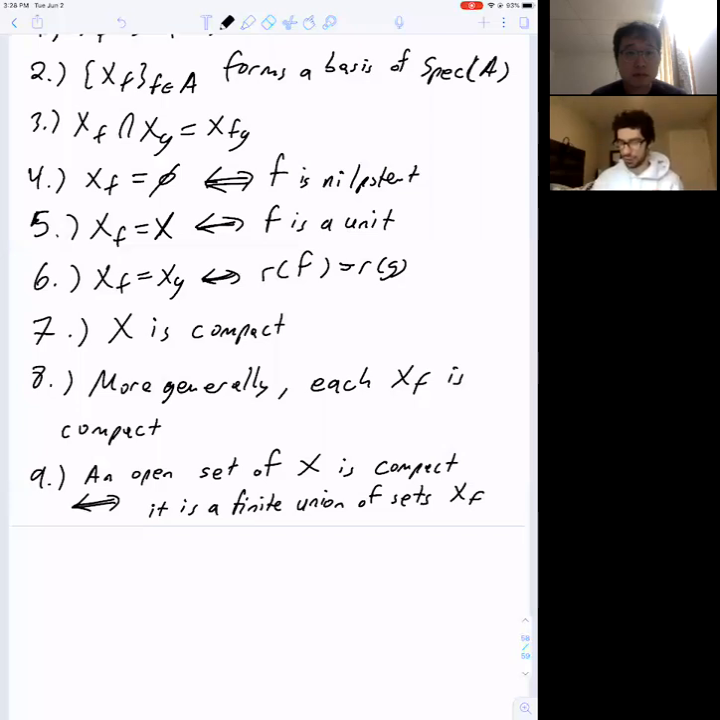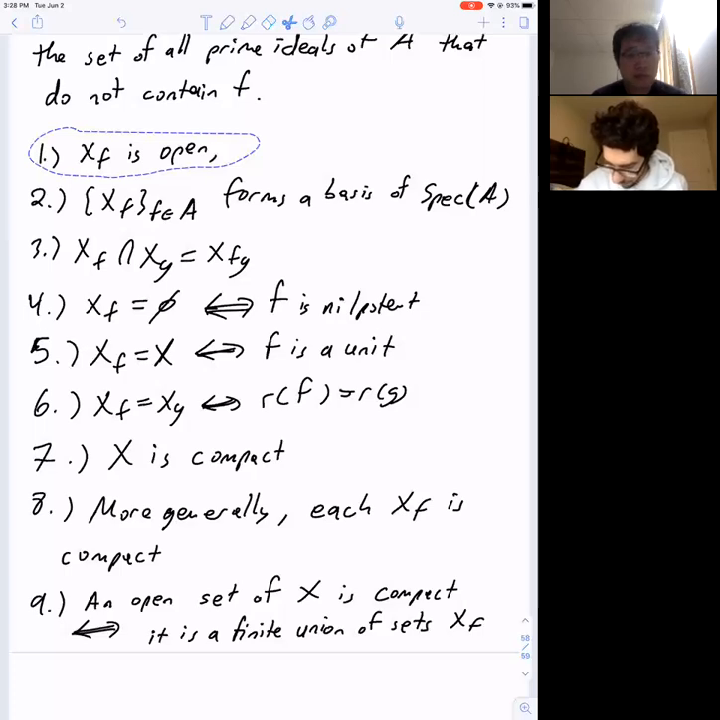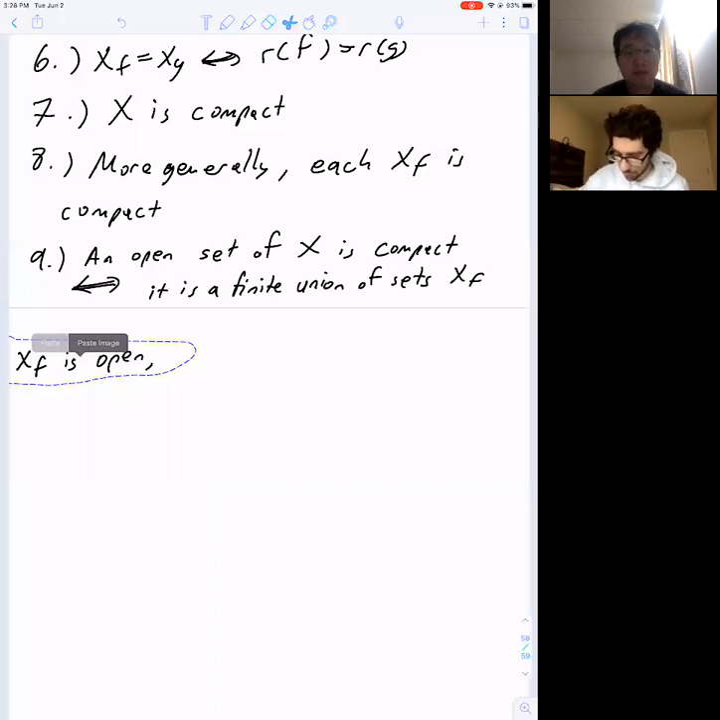Okay, so there are many questions here. We should solve them all. Let's start with number 1. How do I prove that the sets of the form X sub F are open?